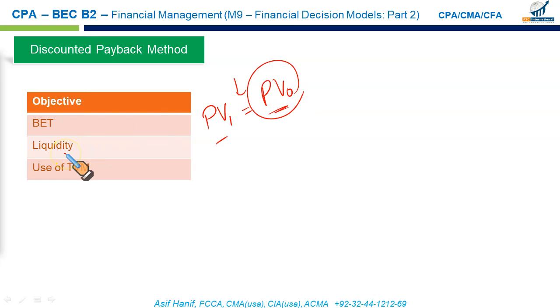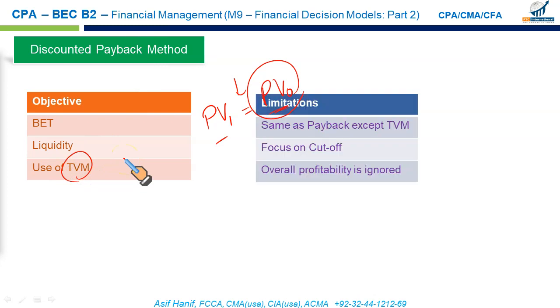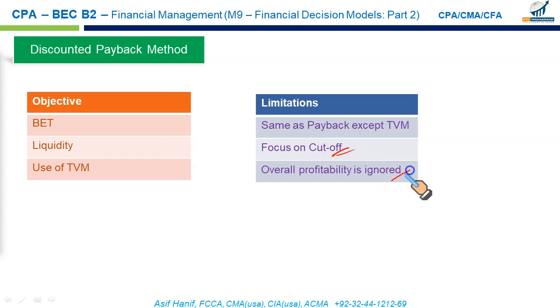So it focuses on liquidity just like the payback period method. Discounted payback also focuses on liquidity, and the good thing about the discounted payback method is that it incorporates the time value of money, which was ignored in the previous method. It has the same drawbacks: it ignores profits after the cutoff date, and it also ignores profitability because it just focuses on 3 or 4 years, but after that there could be some significant cash flows. Unfortunately, they would be ignored under the discounted payback period method.